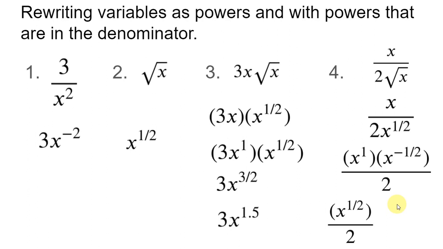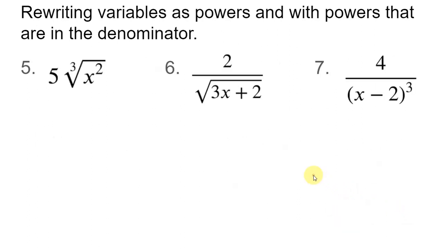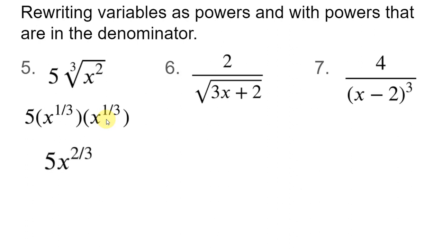Now, let's take a look at number 5. Hopefully you're familiar with this. All right, the 5 I'm okay with. I can rewrite this. Now, this is not a square root. It's a cube root. And so what this is going to be is the same as 5 times x to the 1/3 times x to the 1/3. This is going to be 5 times x to the 2/3 power.